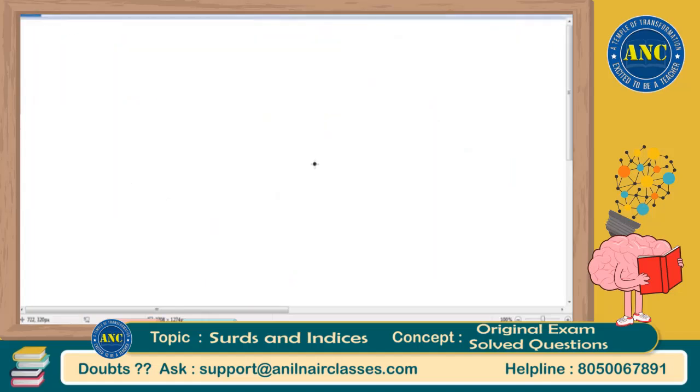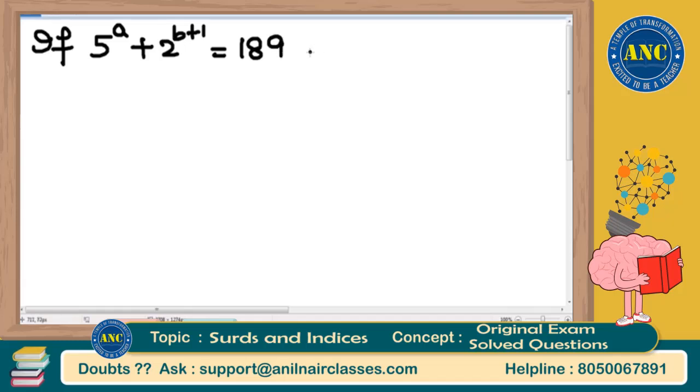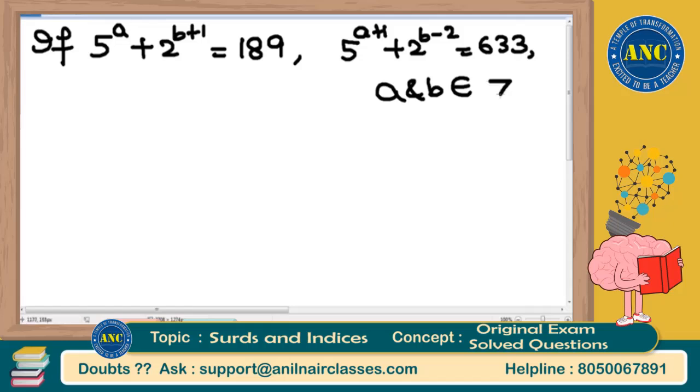Another beautiful question. Listen carefully. If 5 power a plus 2 power b plus 1 is equal to 189 and 5 power a plus 1 plus 2 power b minus 2 is equal to 633, where a and b belong to positive integers. Find the value of a plus b. That is your question.